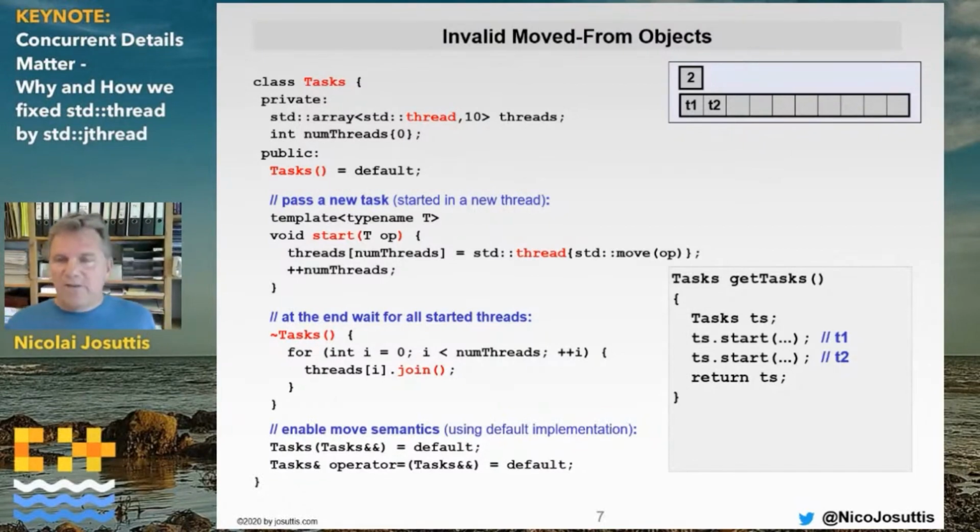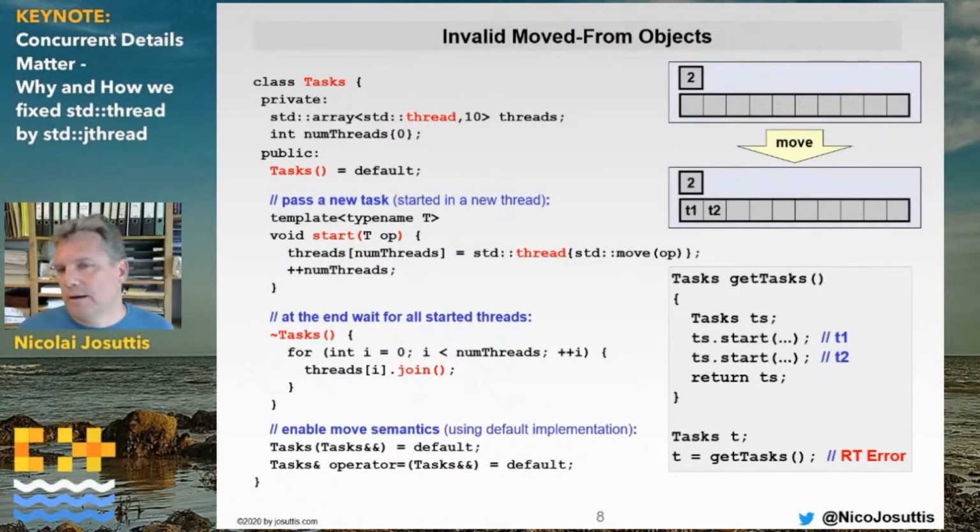So now, unless things are completely optimized away, we have move semantics, which usually happens here when we assign to an existing task the return value of get tasks. Now we got a move assignment, and that means we move the contents of this task object to T, the new object T. The new object copies the number of threads and moves the thread objects. But with the default implementation of move semantics, the number of threads is only copied.